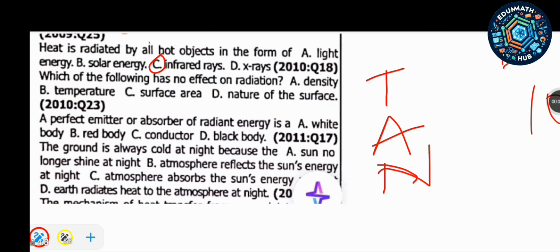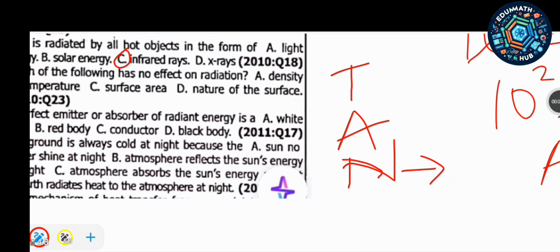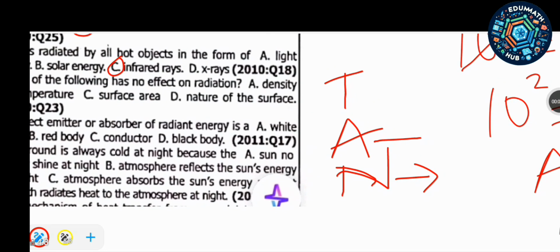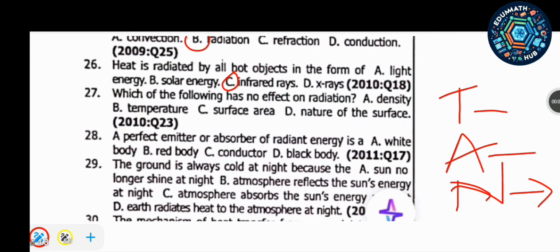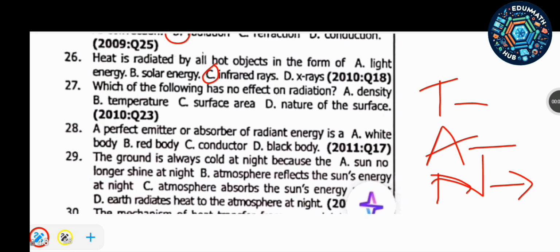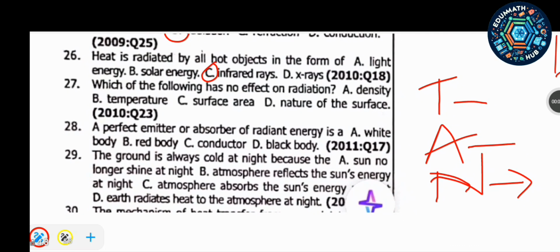Because if it's black, it's going to be a good radiator. If it's polished or silver, it's going to be a poor radiator. If the area of that object is wide, it's going to radiate a lot. If the temperature is high, it's going to radiate a lot. So nothing concerns density with radiation. Nothing concerns density, whether it is heavy or light. The answer is option A.